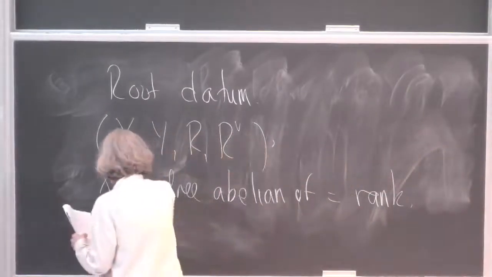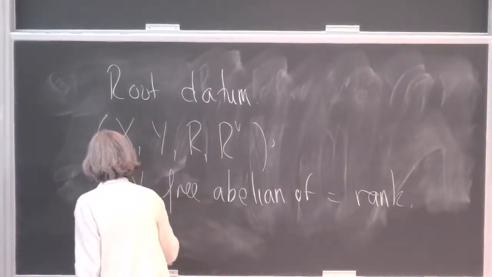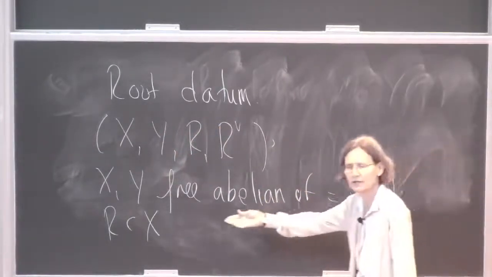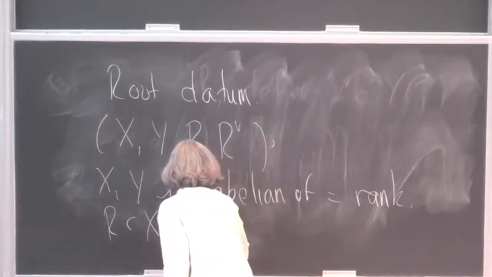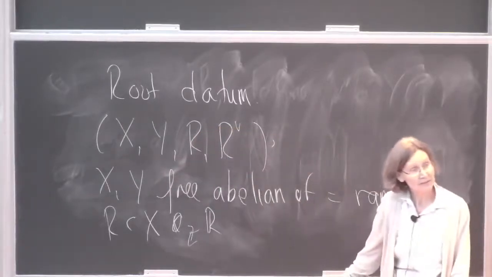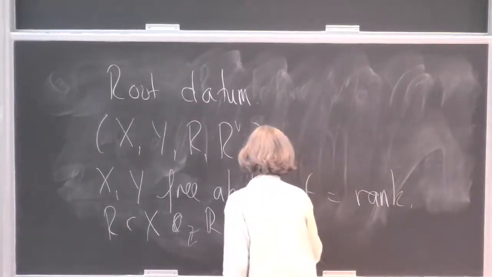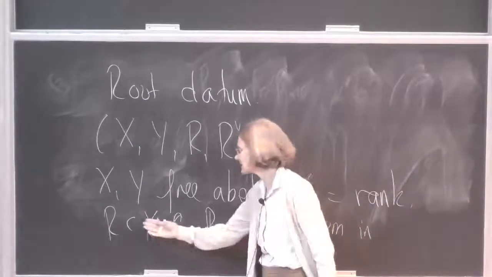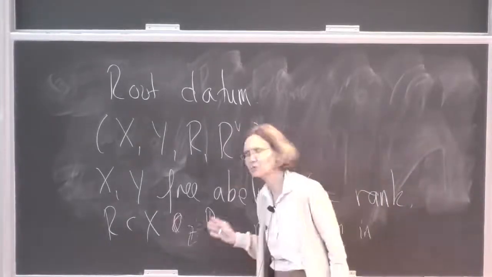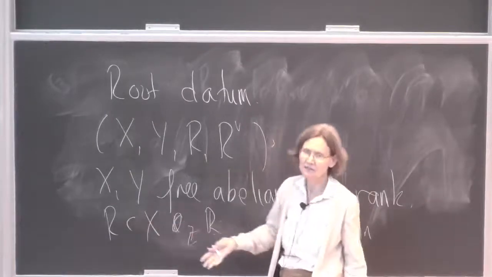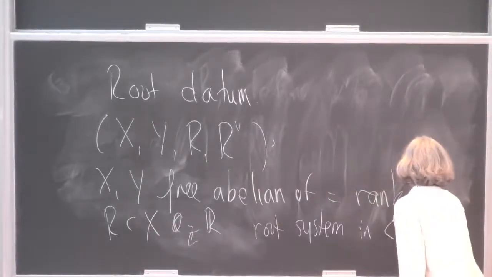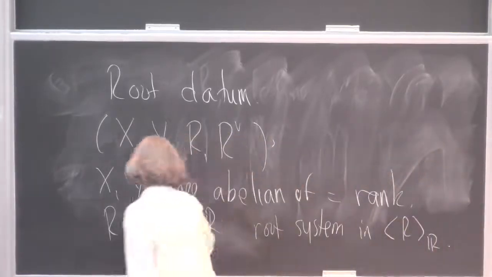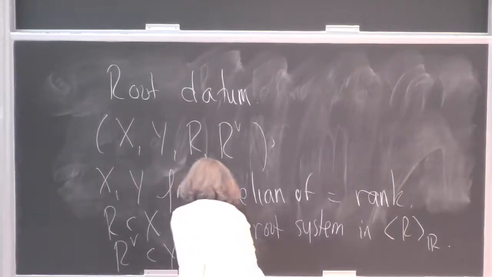R inside of, well, once it's free abelian, then I can tensor over Z with R. Okay, so I won't write all that. Okay, I will write it, but anyway. Then R should be a root system in there. It's the same problem as before, that it's not actually a root system in there. You have to view this as a Euclidean space, and then it's a root system in the space generated. The Y should be a root system in the R check. The R check should be a root system in Y.